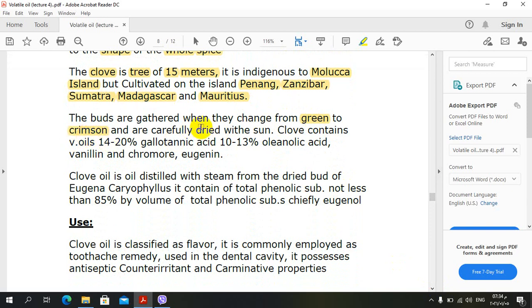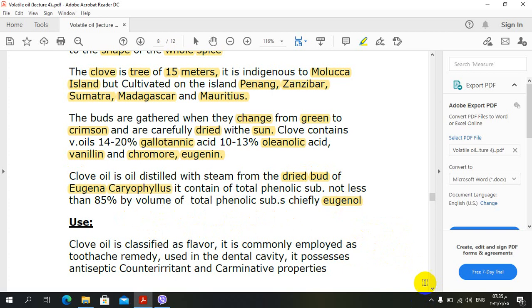and are carefully dried with sun. Clove contains volatile oil 14 to 20%, gallotannic acid 10 to 13%, oleanolic acid, vanillin, and chromone and eugenin. Clove oil is the oil distilled with steam from the dried buds of Eugenia caryophyllus. It contains a total phenolic substance not less than 85% by volume of total phenolic substance, chiefly eugenol.